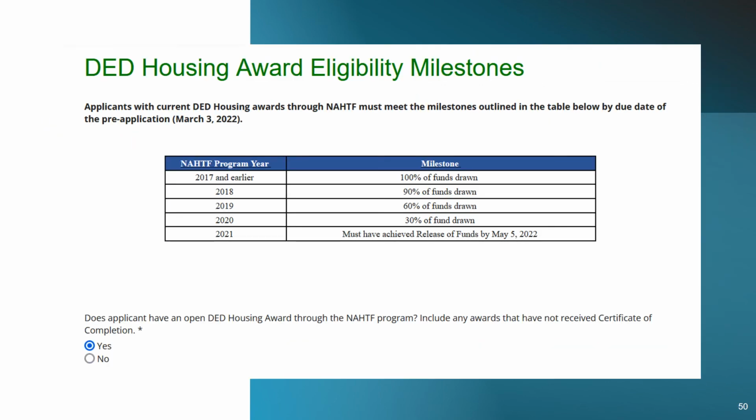Technical assistance applications must also be subject to the DED Housing Award eligibility milestones. So follow all the directions as previously described in the workshop. You must also fill this out even if you had done so on a housing application.